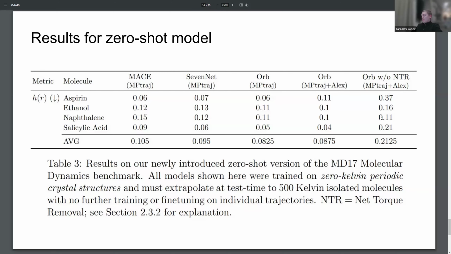And there is also one interesting comparison that they considered, the results without removing this net torque, and those results are much worse, like twice as bad. So removing this net torque is really helping to achieve better quality of molecular dynamics.